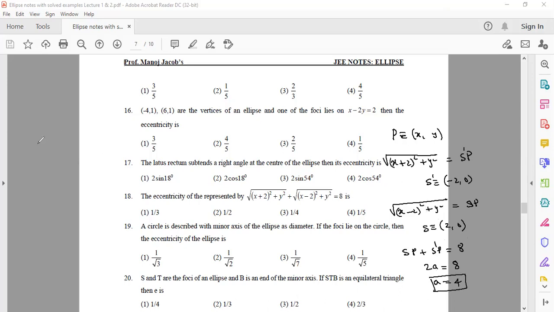Then we say the distance between the foci is 2ae, which is 4, so ae is 2. So e is 2 by a, so 2 by 4, so 1 by 2. Did you understand? Instead of giving directly that SP plus S dash P is 8, they have given it indirectly. But it should strike our mind first, then only we can use it.